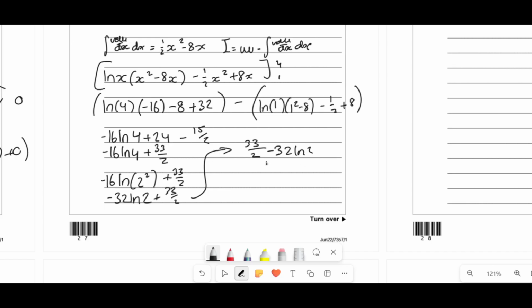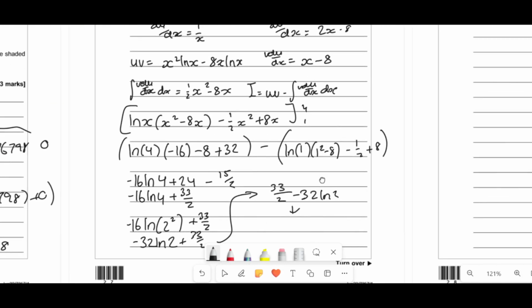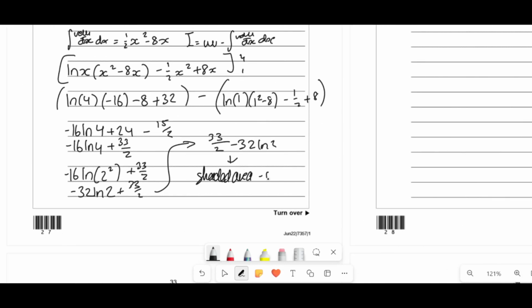We're almost done, but you should be able to recognize that this is under the x-axis. So then the area is actually negative. So shaded area negative. Therefore, it's actually the opposite of this. It's going to be 32 ln 2 minus 33 over 2. And there you go. That's how you do it. Just don't forget that when you have an area under the x-axis it is negative, so the area is actually a negative value.